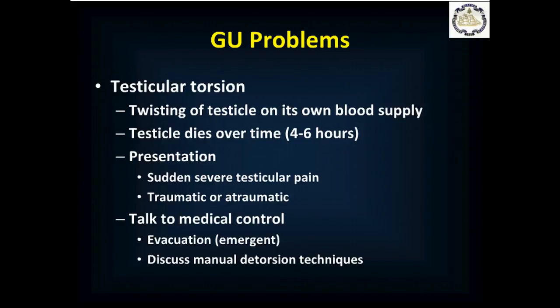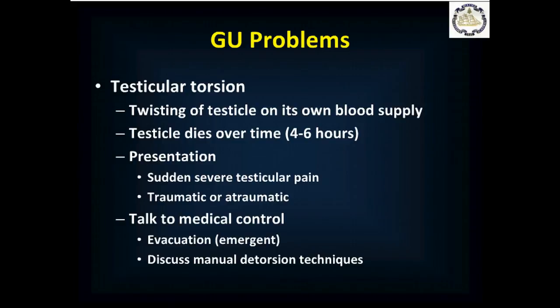So if someone's got this kind of pain, you talk to medical control, you need to evacuate them. And if the pain is continuing, it's an emergency because otherwise they'll lose the testicle. And if it's going to be delayed and you're not right at the dock, you may need to talk about what are called manual detorsion techniques, where basically you take the testicle and you untwist it, and medical control can walk you through that.